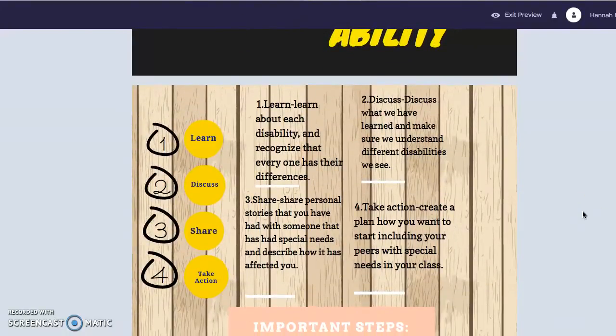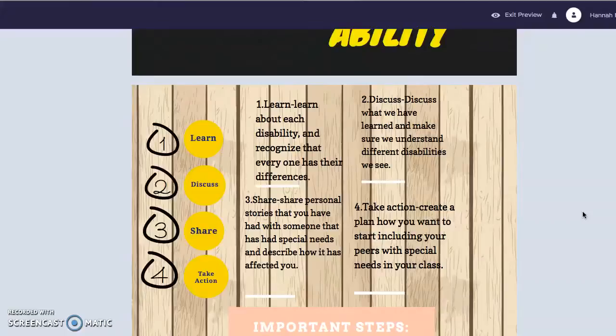Important steps that we should take as a class are, number one, to learn about each disability and recognize that everyone has their differences. And yes, this is true. Once we learn about each and every disability, we can easily accept everyone and begin to accept all of our peers and all of our family members, anyone we meet in the future.